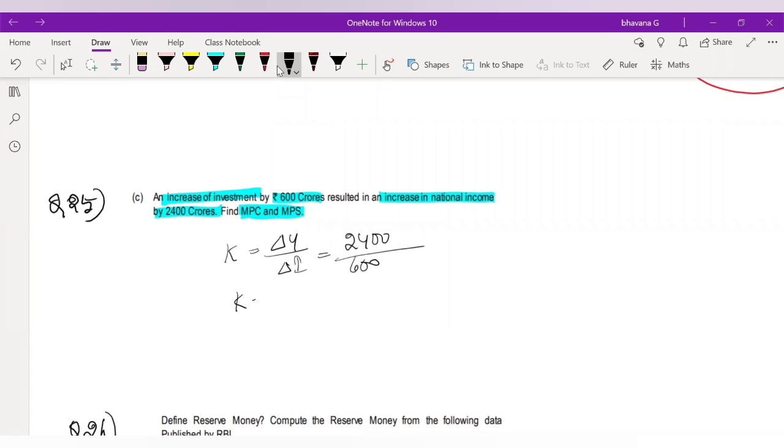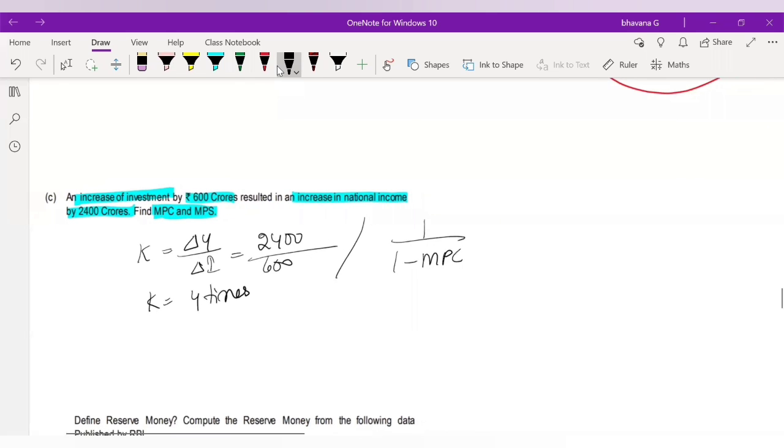So what is the K that you are going to get? You will get 4 times. Here for K there is another formula, 1 divided by 1 minus MPC, or you can also write it as 1 divided by MPS. So if you do K equal to 1 divided by MPS, that means you will get 4 equal to 1 divided by MPS.